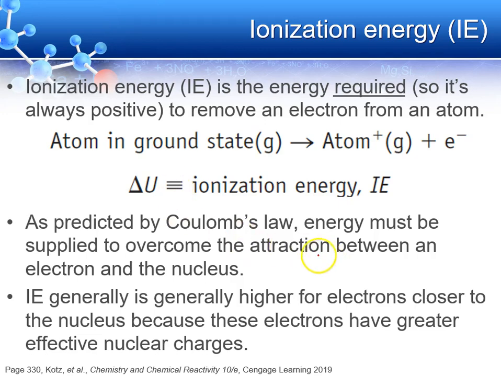So remember we learned in chapter 5, when you have to put energy in, the value is going to be positive. If you're going to remove an electron from an atom, remember that electron is attracted to the nucleus, so you have to put energy in to overcome that attraction to be able to remove the electron from the atom. So it makes sense, I think, that ionization energy is generally higher for electrons closer to the nucleus. Closer to the nucleus, you have a greater effective nuclear charge. You experience more of that attractive force from the nucleus. So that means it's going to be more difficult to remove an electron from that atom.